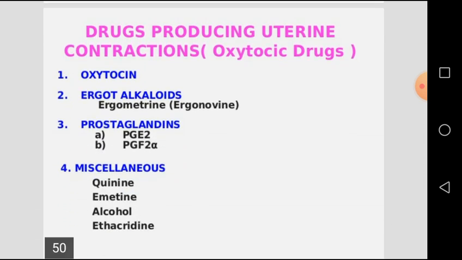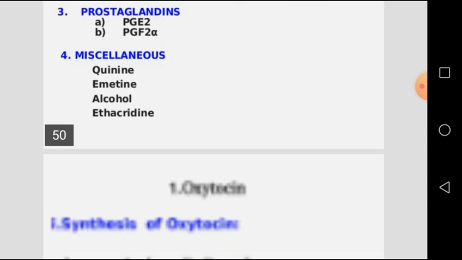So drugs producing uterine contractions, that is oxytocic drugs, are oxytocin; ergot alkaloids, that is ergometrine or ergovine; then prostaglandins, PGE2 and PGF2 alpha; then miscellaneous ones are quinine, emetine, alcohol, ethacridine.